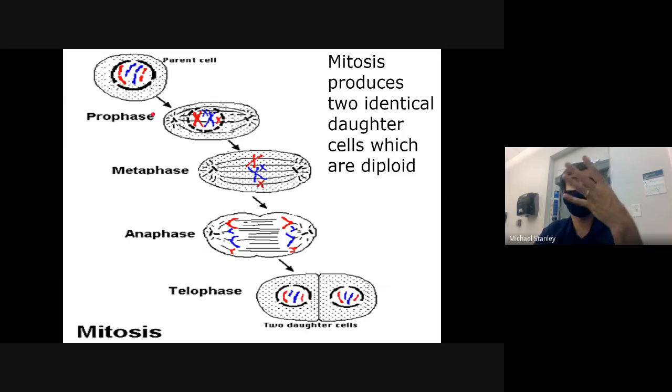We go through 4 different stages. Prophase, where the nucleus disappears and the chromosomes start to get attached to the spindle fibers, these little threads going through the cell. In metaphase, the middle phase, the spindles cause the chromosomes to line up down the equator of the cell. So they line up right up and down the middle of the cell.